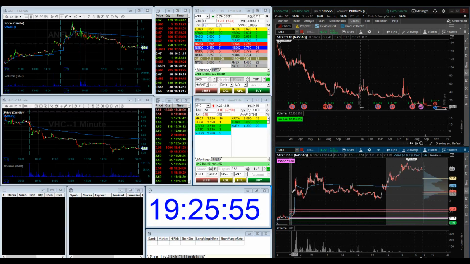If you guys don't know how to read candlestick charts, just pretend this is a line chart. Line charts are the most basic charts.